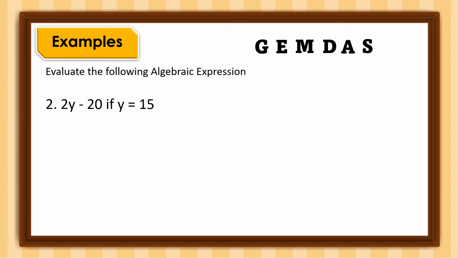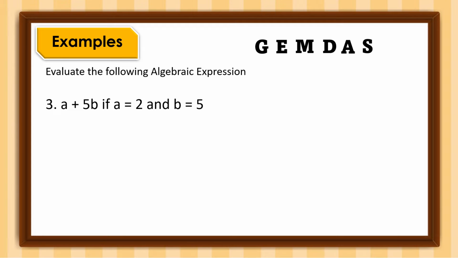Number 2, 2y minus 20 if y is equal to 15. So our working expression here is 2y minus 20. The first thing that we need to do is substitute the value of y, which is 15. Then proceed to the GEMDAS rule. Multiplication comes first, 2 times 15, that is 30. Then addition and subtraction. We cannot see any addition here. Then let us proceed to subtraction. So 30 minus 20, that is 10. So 2y minus 20 if y is equal to 15, the answer is 10.